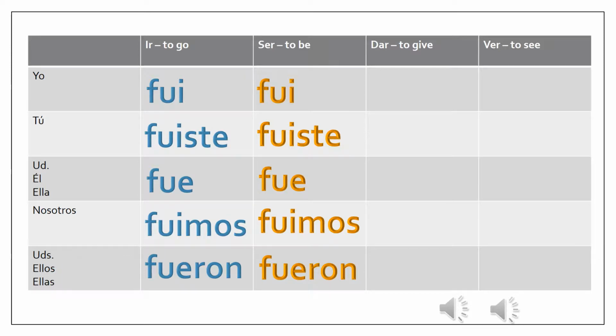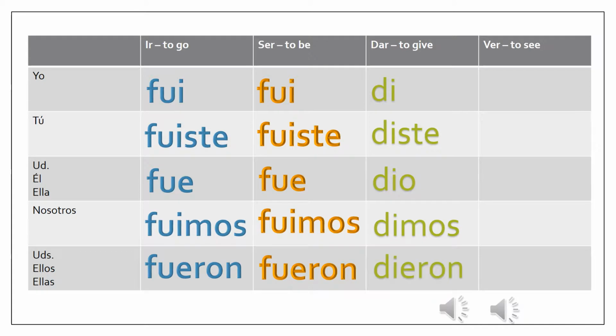Okay, the verb dar in the preterite is di, diste, dio, dimos, dieron. This is grouped in with our really irregulars because it's an AR verb, but we use ER-IR verb endings. The reason we do this is because if we used our AR endings, it would already be another word in Spanish. So to avoid even more confusion, we just use the ER and IR endings.